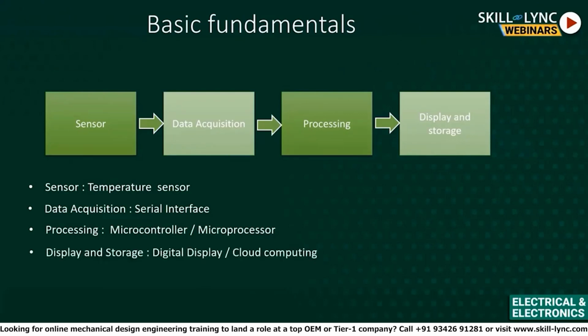And then again, displaying and storage. We can have a digital display like an LCD, or any other displays, or we can send the data remotely to a remote cloud or remote network. So this is the basic fundamental, and this is what you need to understand or to design any sensing based embedded system. Four steps, very easy: sensors, data acquisition, processing, display and storage. That's it. That is all you need to know, and that is all I have explained to you.